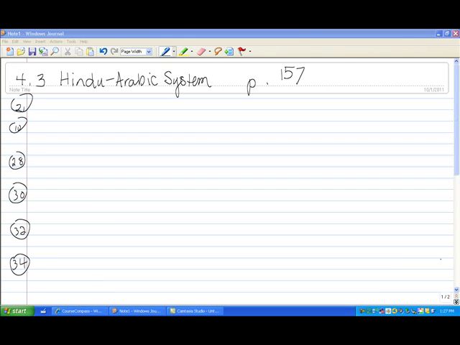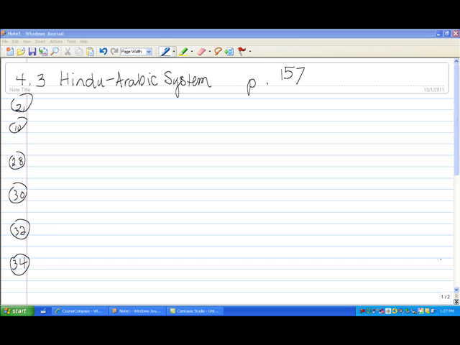Today we're taking a look at section 4.3, the Hindu-Arabic system, and we'll be working some sample problems from the textbook starting on page 157. So let's take a look at number 2. In this group we're to write each number in expanded form.